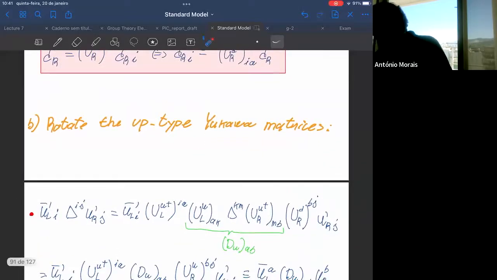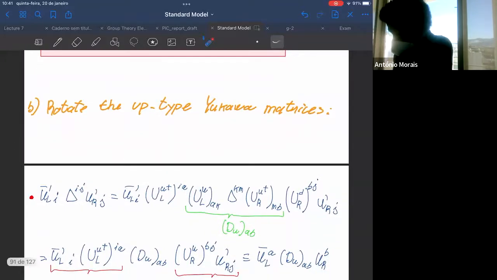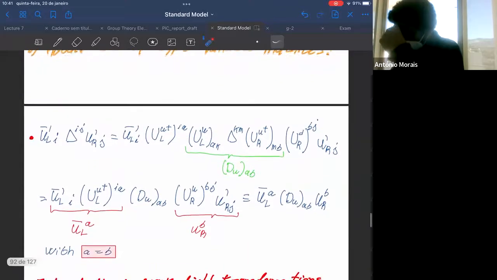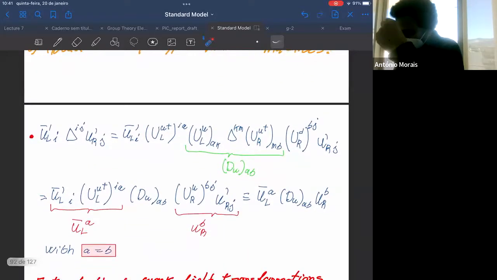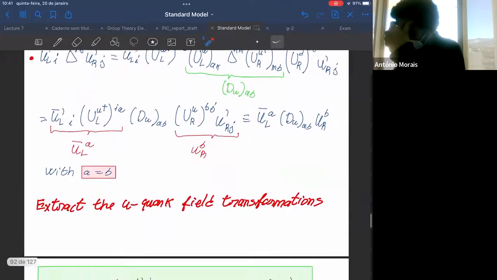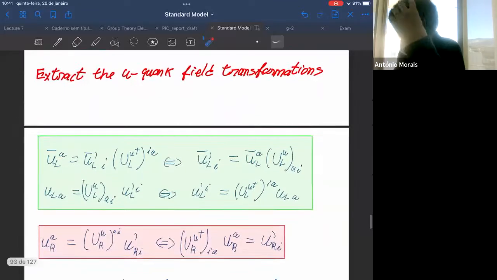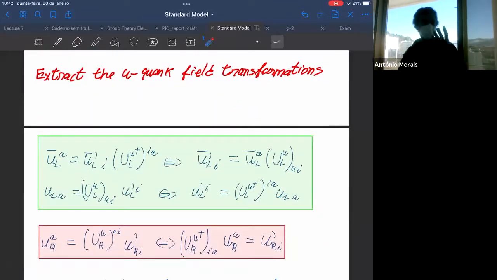So we come to the up sector and do the same process again. So insert two identities here. We have a diagonalization matrix here. So you diagonalize this delta to the mass basis, and now you identify the fields once again. So this is the mass basis formula, and extract the u-quark field transformation. So this is just repeating the same. And here it goes. So there is nothing new compared to what was done for the left ones.